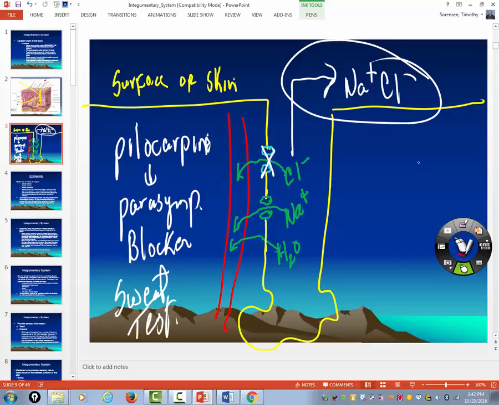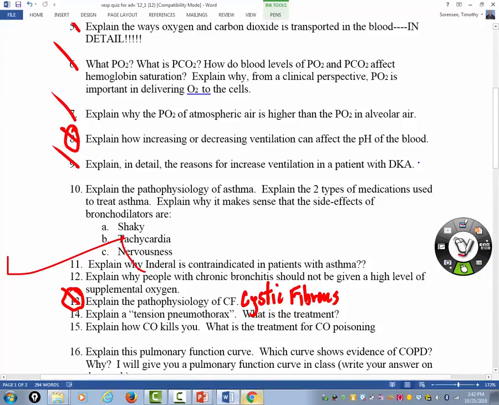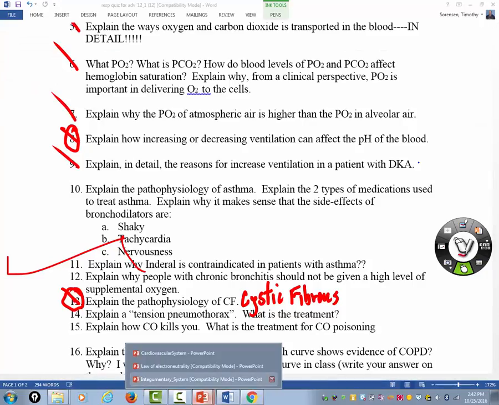So if you hear of a sweat test, that means they are checking for cystic fibrosis. That's the test they use. Is it the opposite of what happens in the lung? There's no sodium and no chloride coming out. Right. There's still no sodium and no chloride coming out. Yeah.